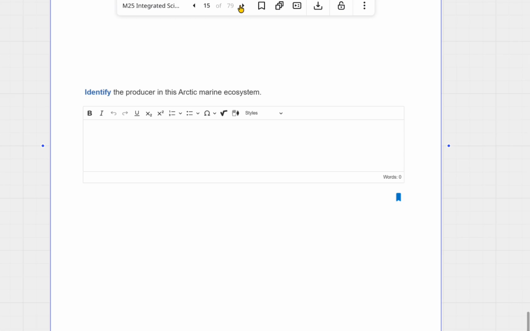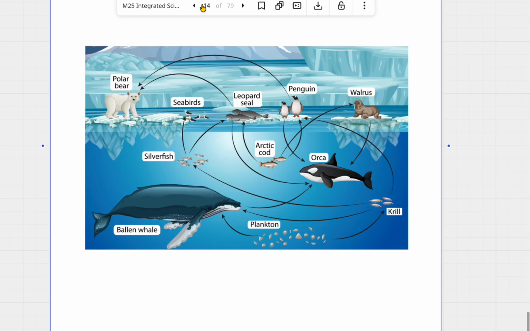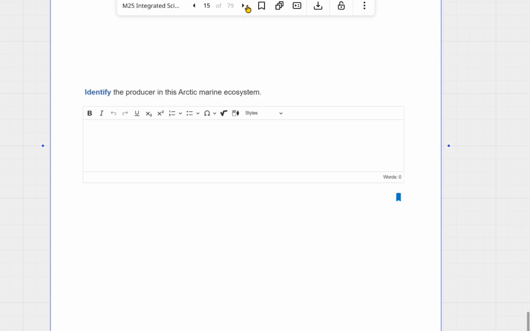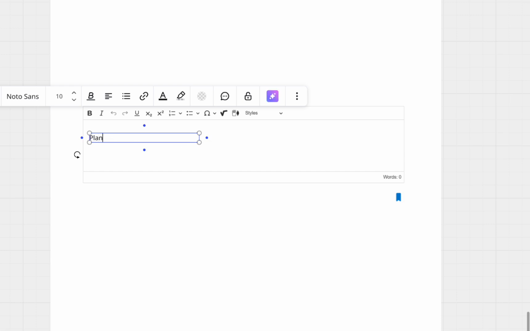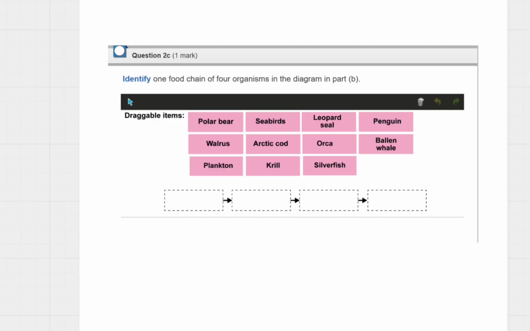The question is, identify the producer in this Arctic marine ecosystem. That question, I think it goes for 1 mark. To just identify the producer over here. We know that plankton are basically organisms which use sunlight to perform photosynthesis, and they get their own nutrients from that. So they are the primary producers which other organisms eat. So you can just write plankton. That's it.